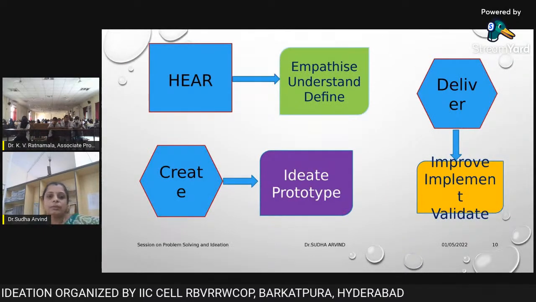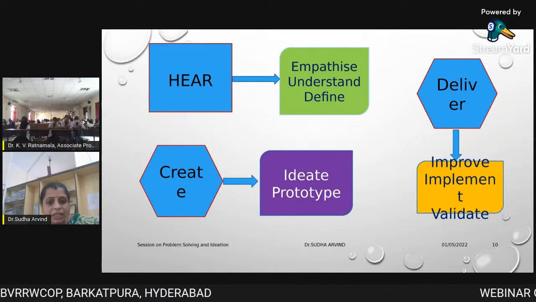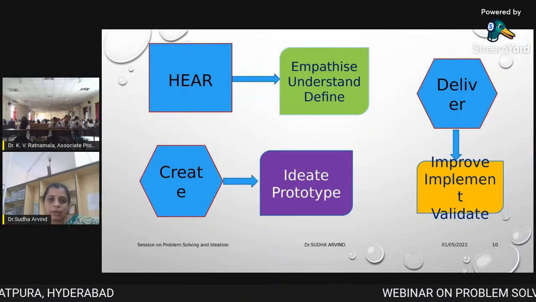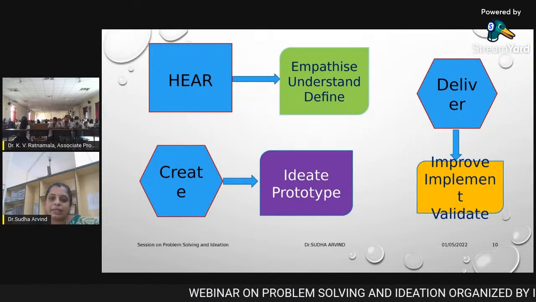Now, as I told, you should go to people and ask their opinion on how the product should be, or what solution can be provided for this problem, and in what way.